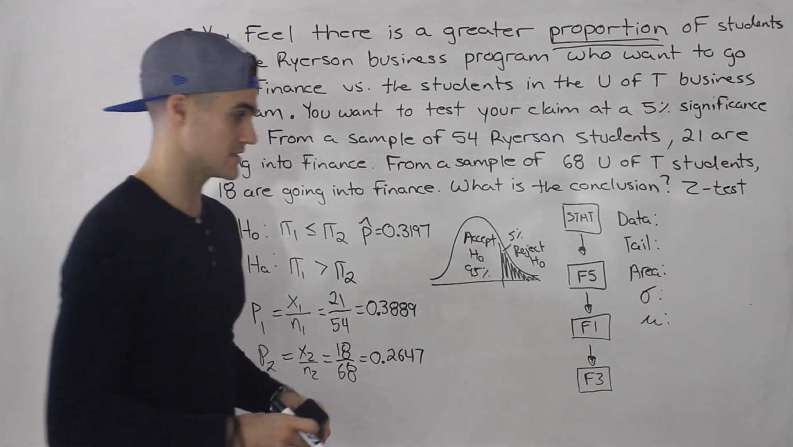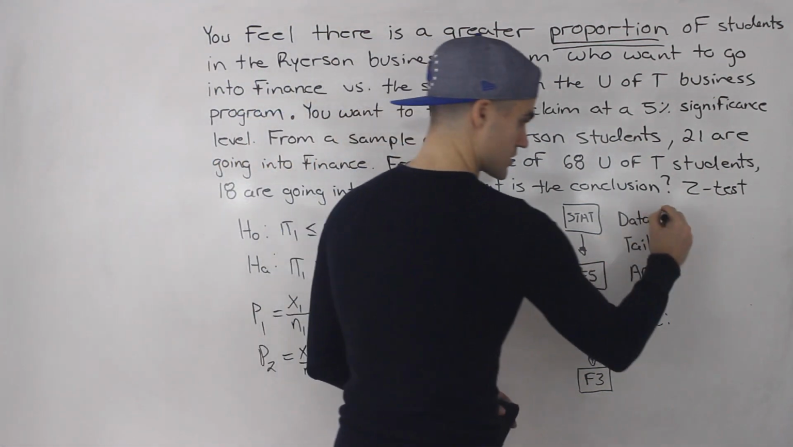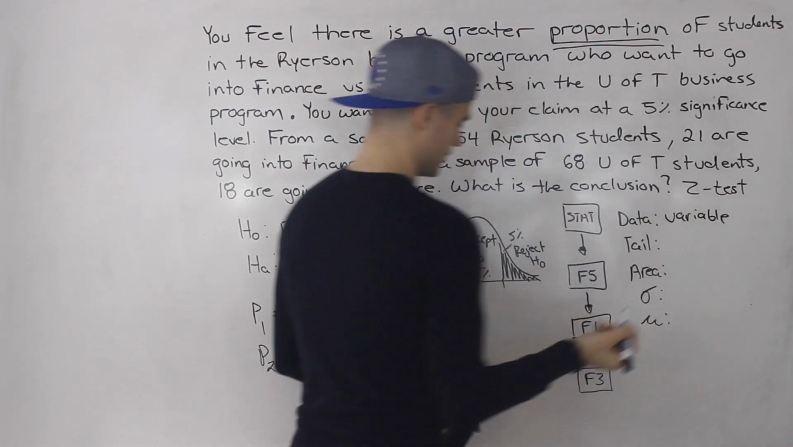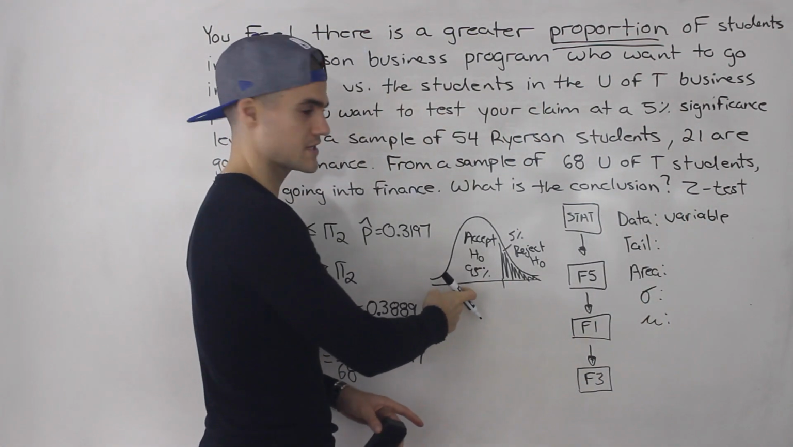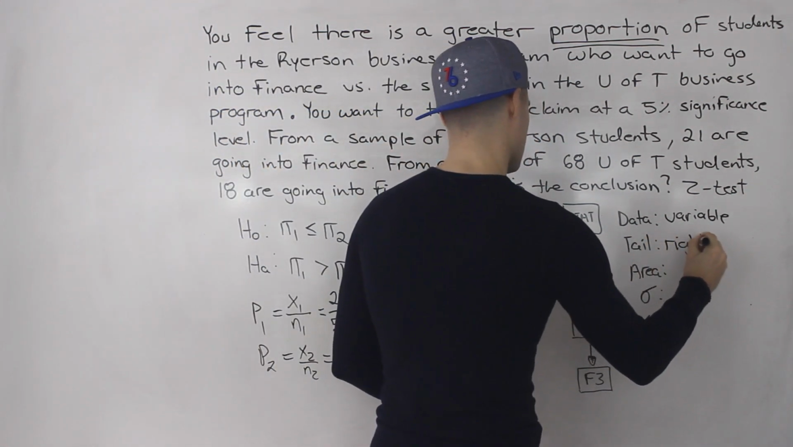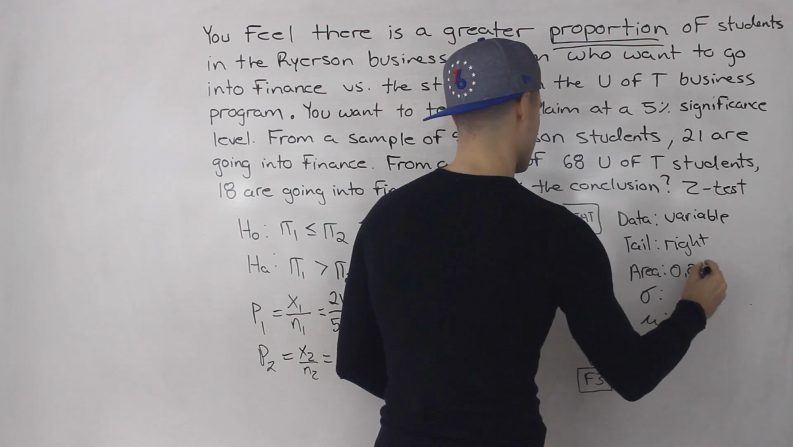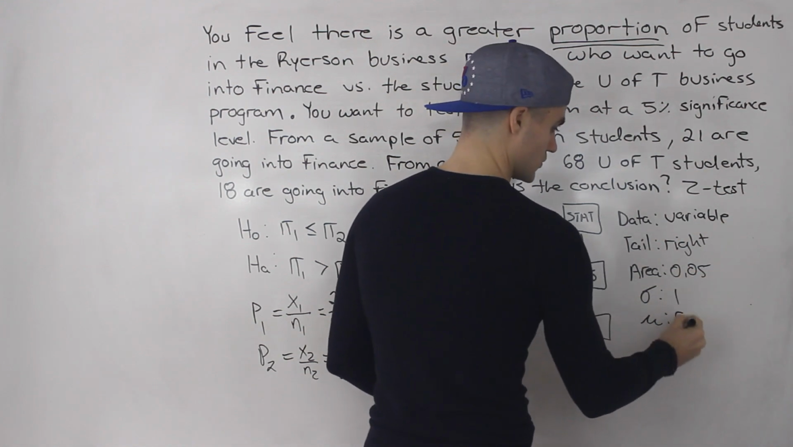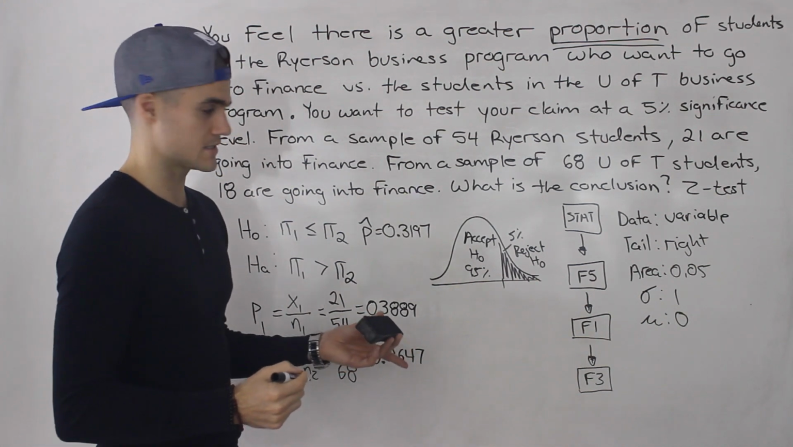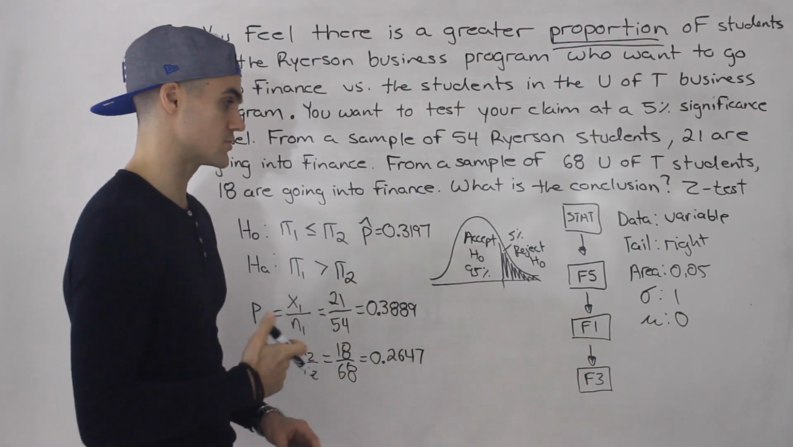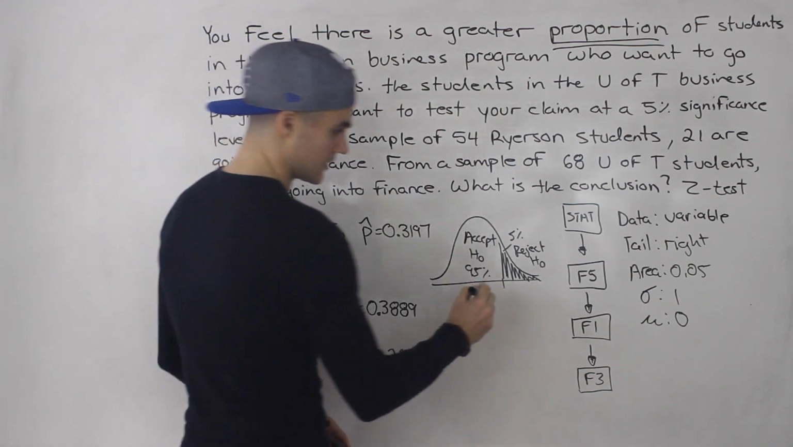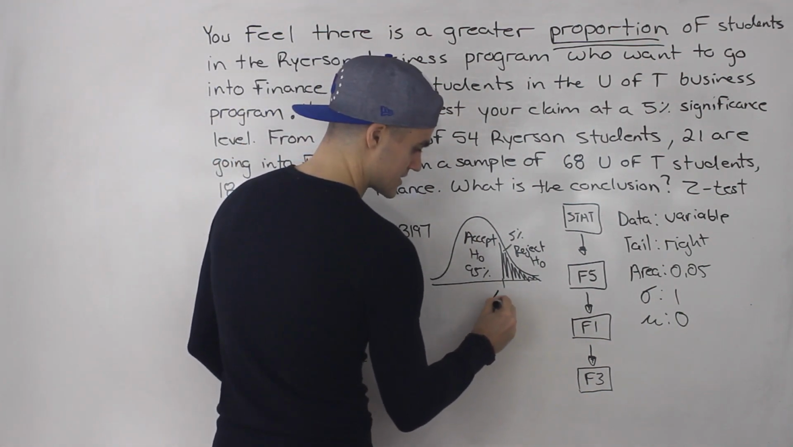So we're dealing with a Z distribution, a normal distribution. So data would be variable. The tail here, you could pick either the right tail or the left tail. I'm just going to work with this right tail. Area of the right tail is 0.05. Standard deviation is 1. And then the mean is 0, right? We're dealing with a Z distribution.